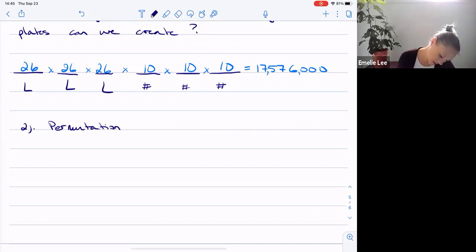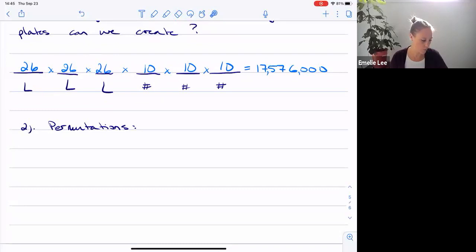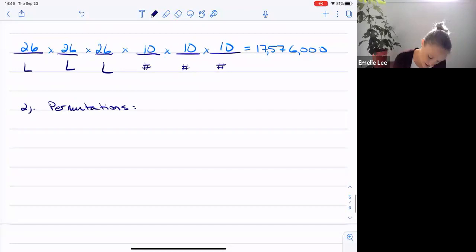Permutations, for me at least, are the hardest to wrap my brain around. Permutations are unique in the sense that we can only have distinct values, so there's no overlap. For example, a permutation here would be: I have 26 choices for the first letter, but then I can't repeat that letter. So now there's no repetition, which means I have only 25 to choose from for the next letter. And then I only have 24 to choose from for the third letter because I can't have any repetition. So permutations do not allow repetition.